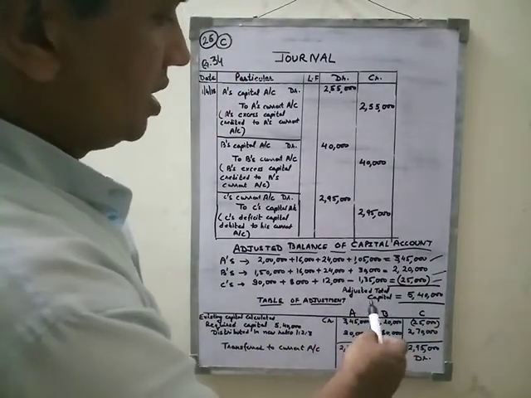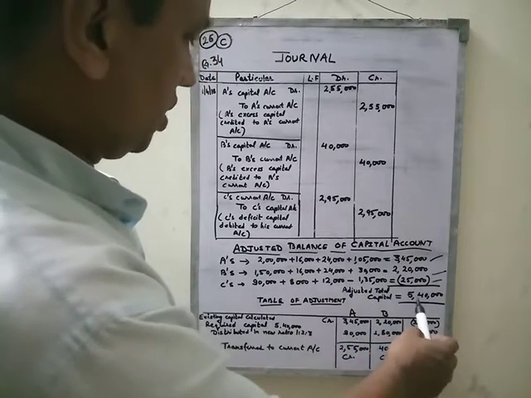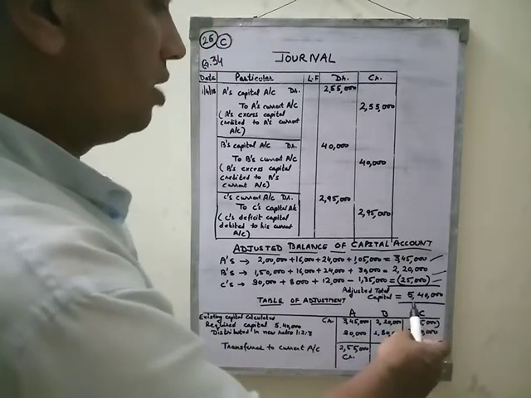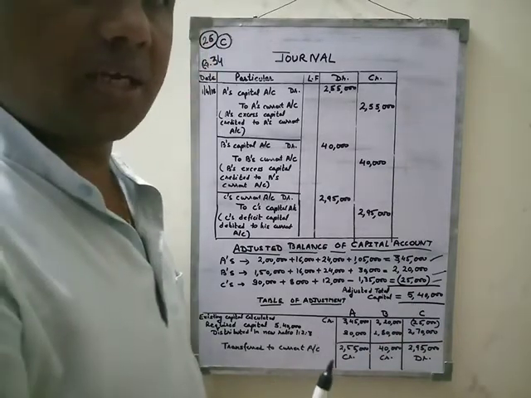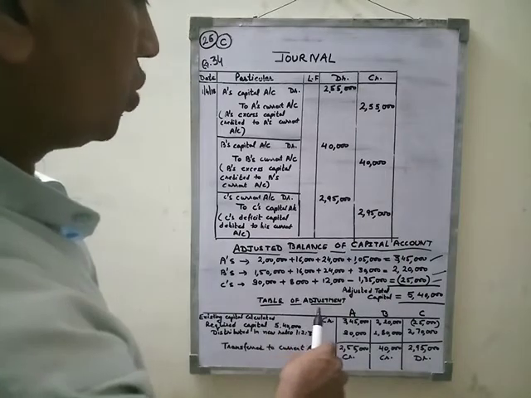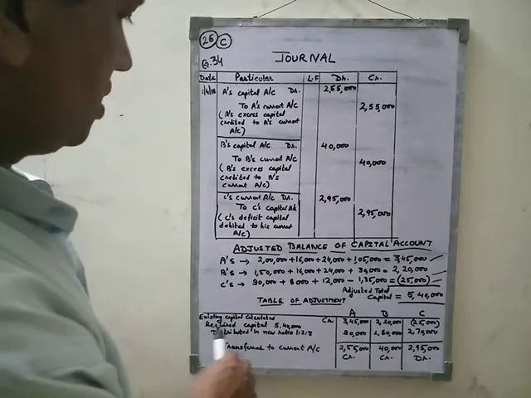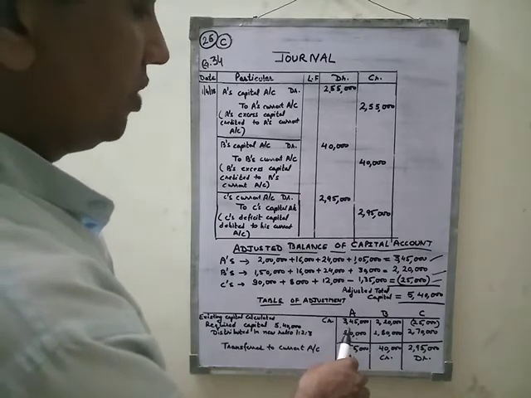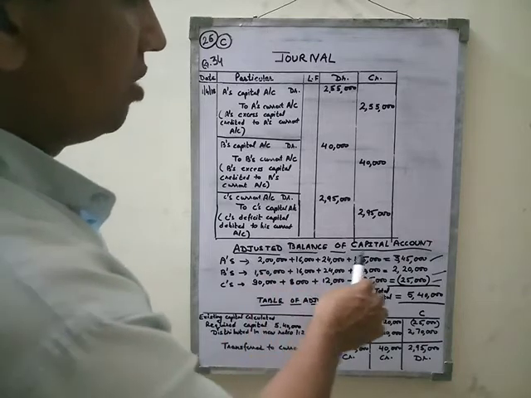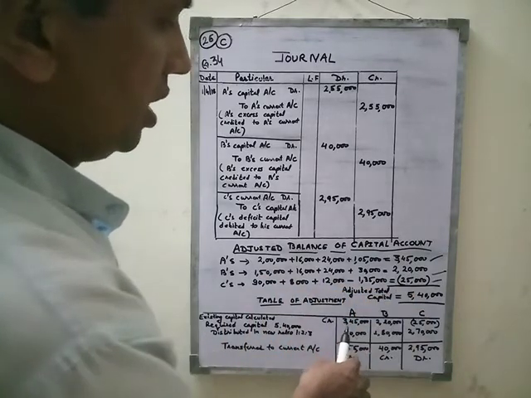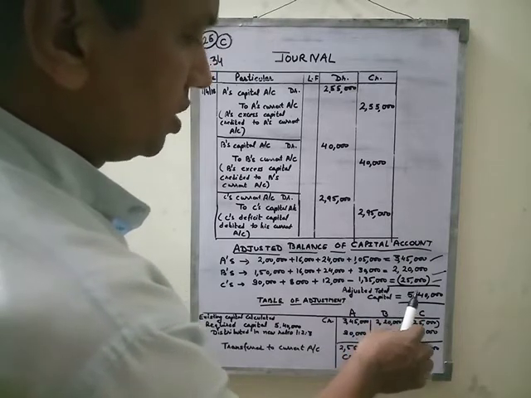So the total adjusted capital which is required is 5,40,000, which is required for the new partners in the new capital ratio, the new profit and loss sharing ratio. So this table shows the adjustment of the capital, how to adjust the capital. This is the calculated capital in the adjustment balance of the capital account: 3,45,000, 2,20,000 and minus 25,000.